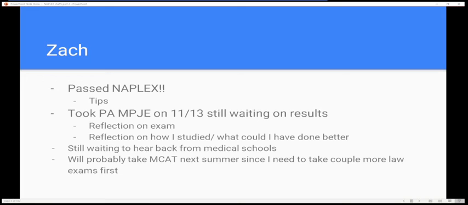I'm also still waiting to hear back from medical schools. That could be till like April. I will also probably take the MCAT next summer, since I need to take a couple more law exams first. You have 1 year after you graduate, and the law exams are cheap, and after that they're $1,500 instead of $150. So I'm trying to get pretty much all the states I want to get licensed in now before that price increases to a drastic amount.